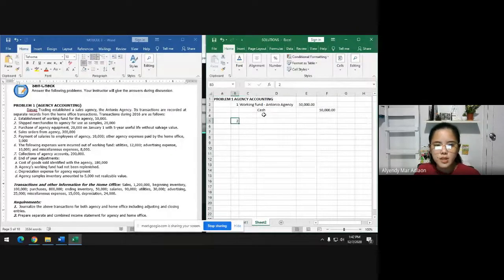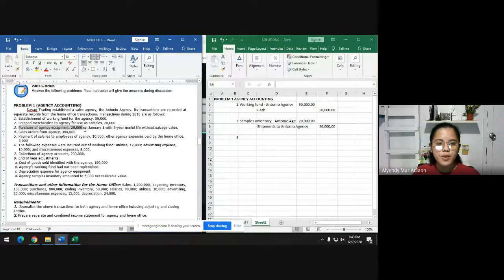Next, ship merchandise to agency for use as sample. So this is for the agency to show samples to customers since it has no stocks available. This is for display purposes only. So the home office will deliver to the agency. In the journal entry, that would be debit to samples inventory of Antonio Agency. And then credit to shipments to Antonio Agency. Shipments to Antonio Agency by how much? You have there 20,000 pesos. Okay, next, number 3.